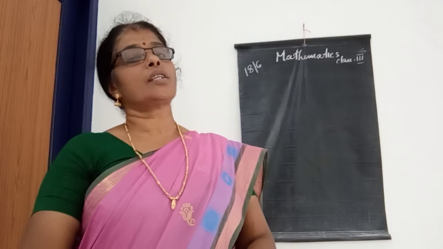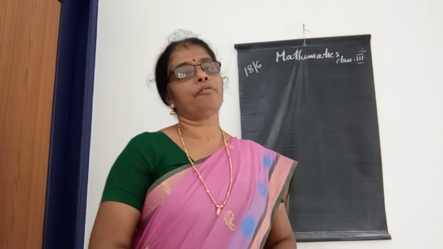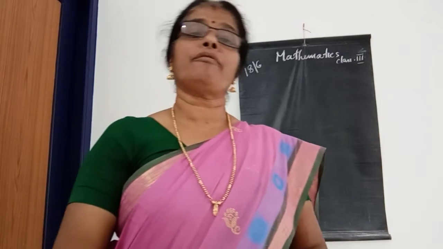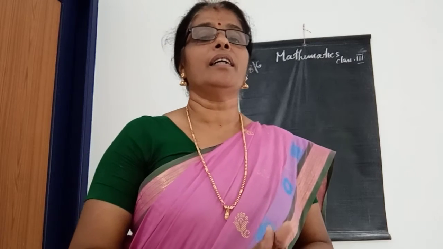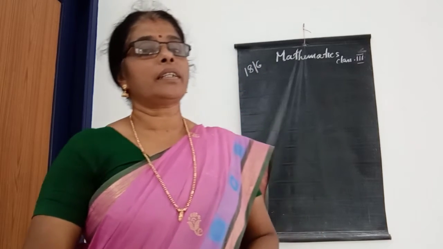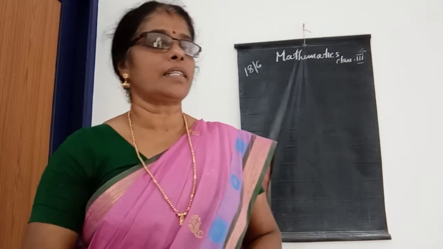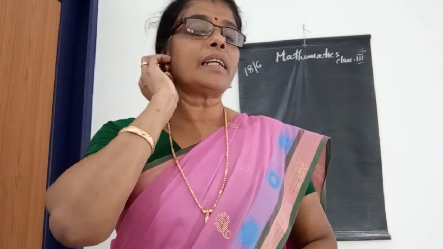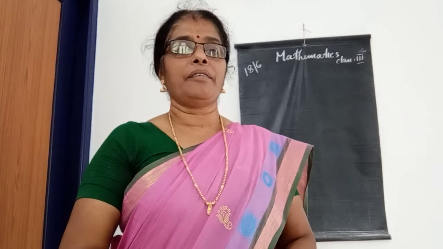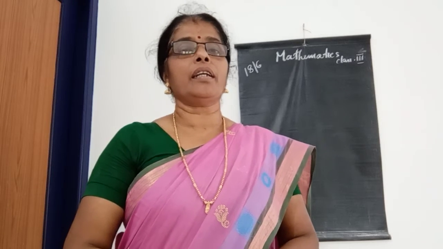And how many sides does a square have, children? Four sides, isn't it? And those four sides are equal. And what about the triangle, children? A triangle has three sides, and there are different types of triangles, okay? And that you can study in the higher classes.